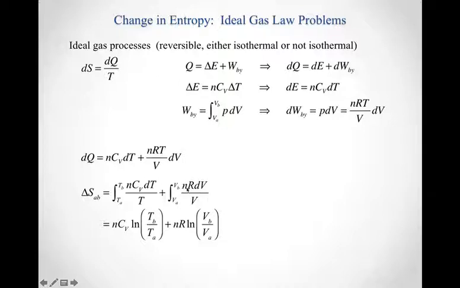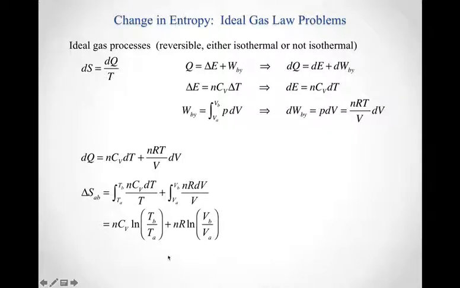The number of moles is going to be constant in problems we work. C_V is constant, R is constant. Those all pull out of the integral. And so I'm left with n C_V times the integral of dT over T. That's the natural log of the final temperature over the initial temperature, plus nR, and again I've got an integral of dV over V, which is the natural log of V_B over V_A. So final volume over initial volume.